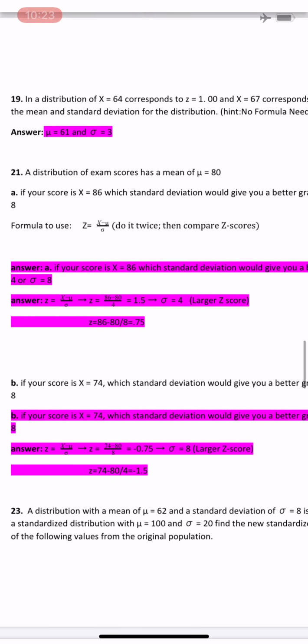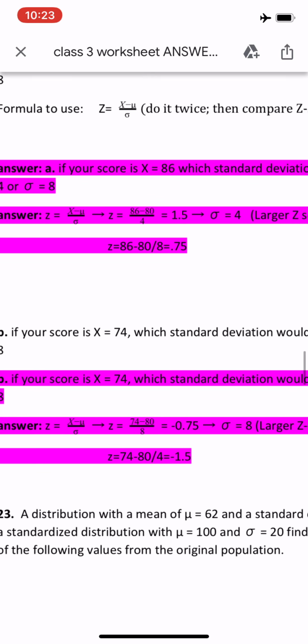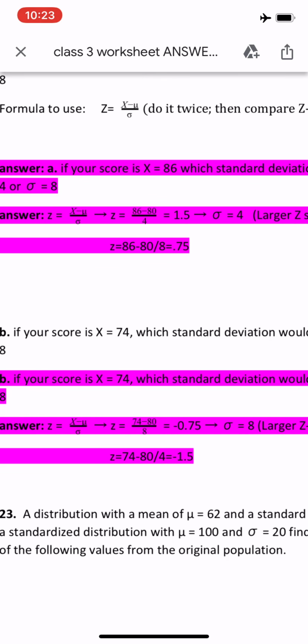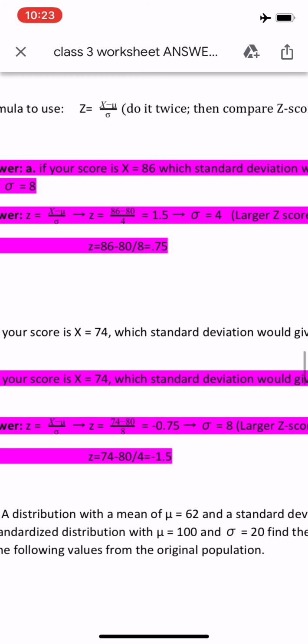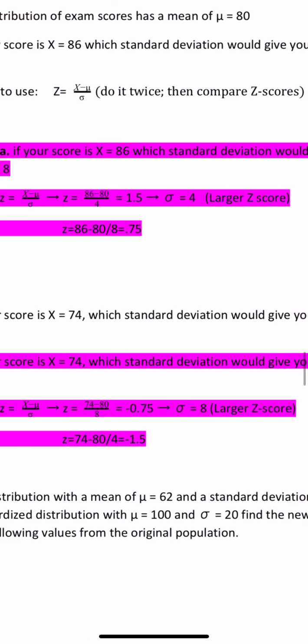So again, we're just going to plug in 8 when we do the z-score formula. So 74 minus 80 divided by 8 gives us a negative 0.75. And we do 74 minus 80 divided by 4 is a negative 1.5. What's the larger z-score? Well, negative 0.75. Why? Because you're closer to the mean, right?